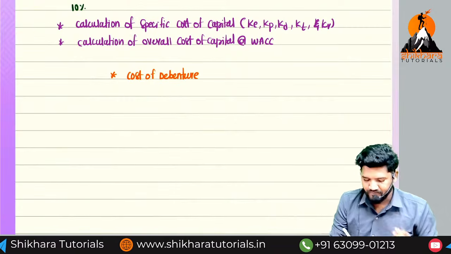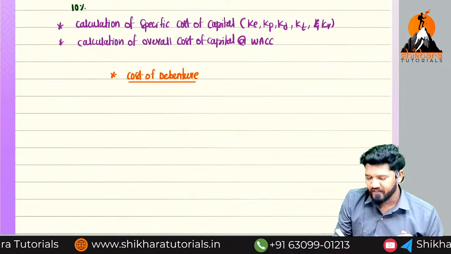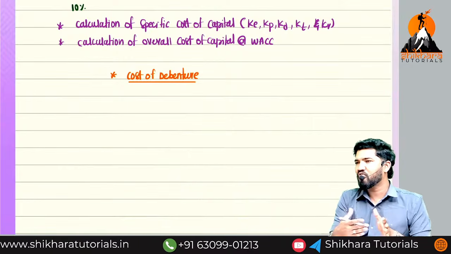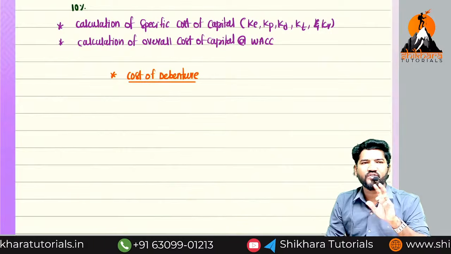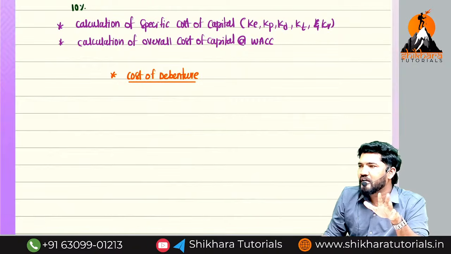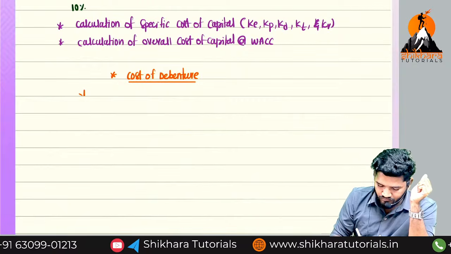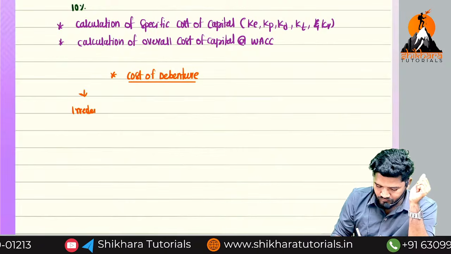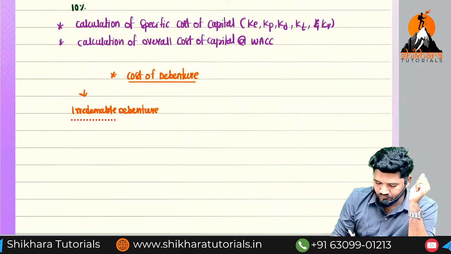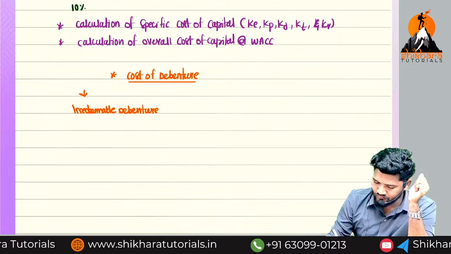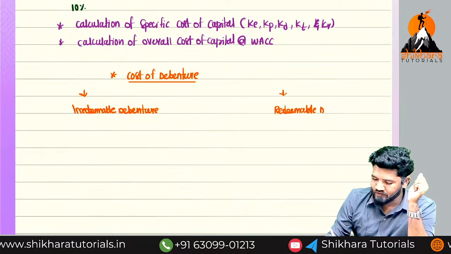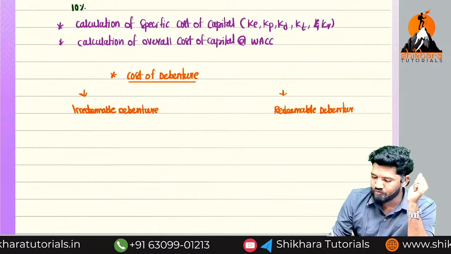Cost of debenture calculation. When it comes to the cost of debenture calculation, as per law there are multiple classifications of debentures. But when it comes to FM, for cost of debenture calculation, we consider only two things: redeemable debenture and irredeemable debenture. Can anyone tell me the meaning of this classification? How are they classified?